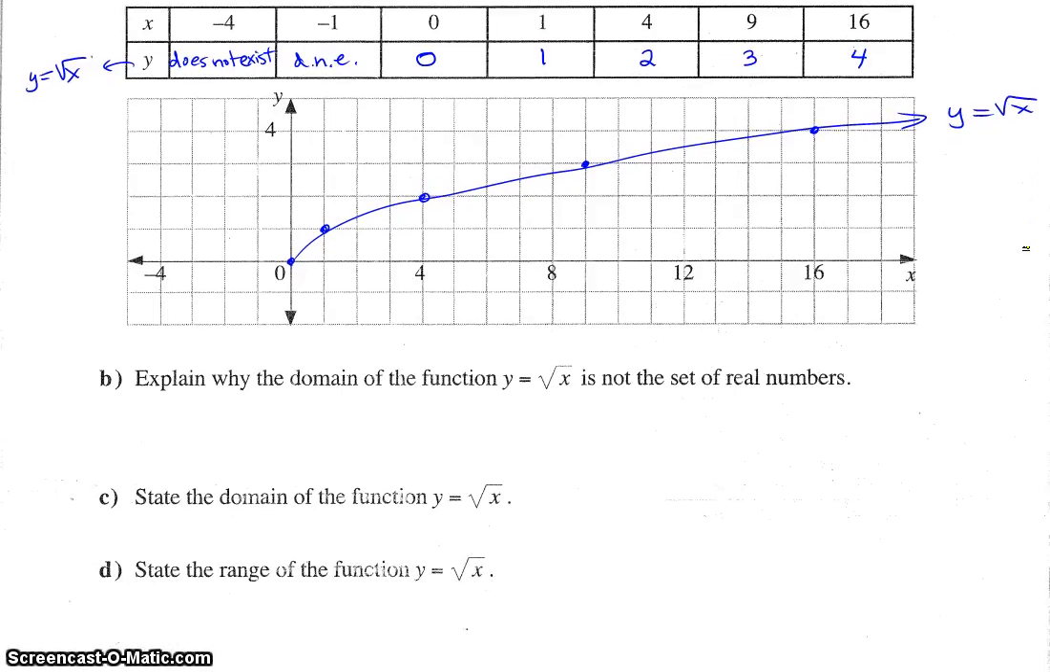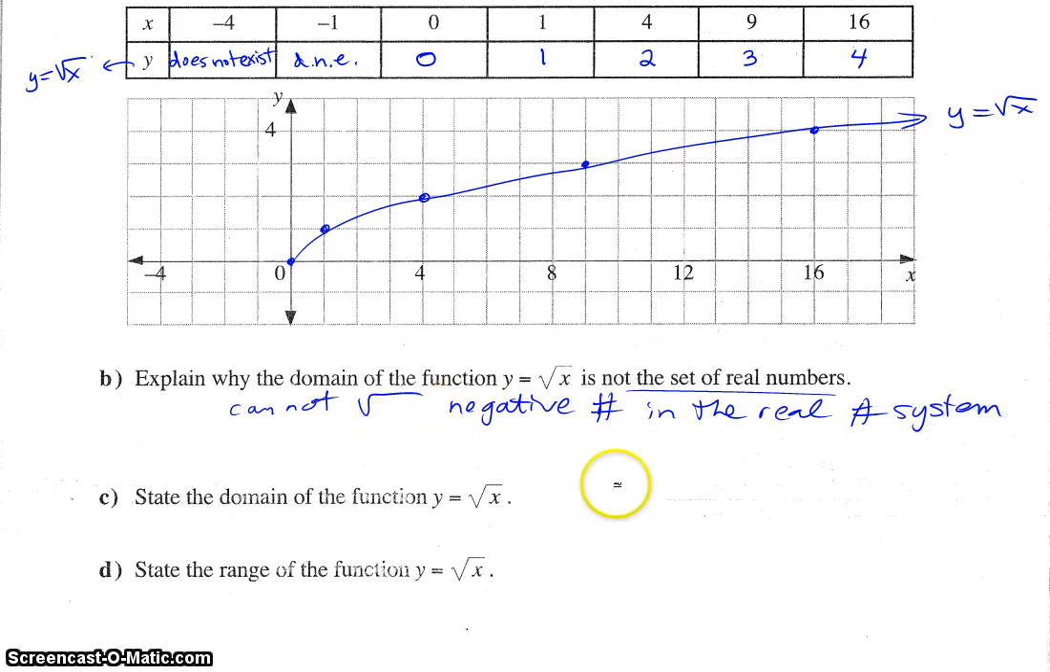Let's talk about the first question. Explain why the domain of the function y equals root x is not the set of real numbers. So in other words, why is it not possible for all real numbers? It's because you cannot square root a negative number in the real number system. So in other words, what would our domain be? State the domain. x has to be greater than or equal to 0.